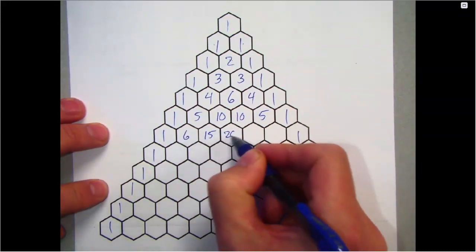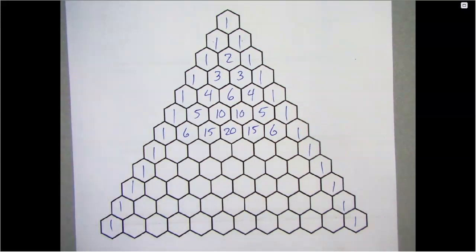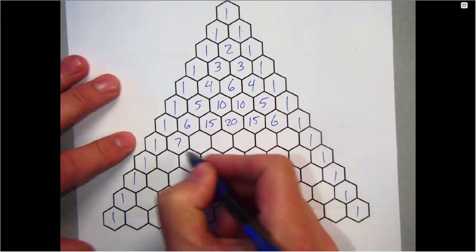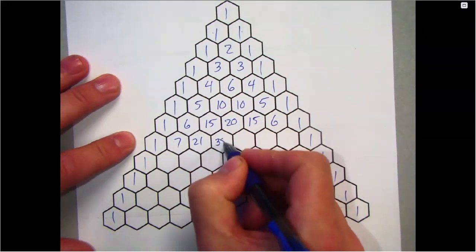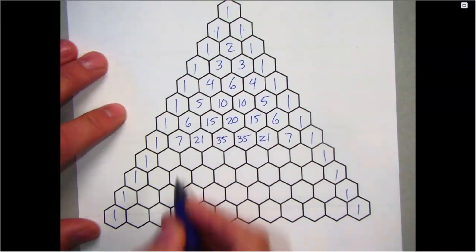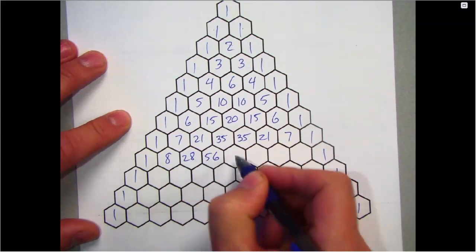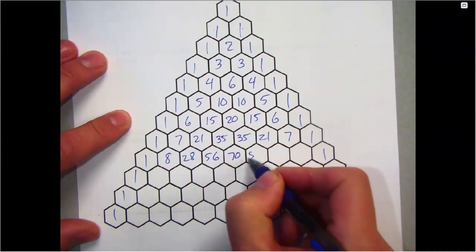Keep going. If you're at the point where you need to get your calculator out, just stop. I just want you to do it enough to kind of practice what you're doing. And then I want to talk about what all the numbers mean.